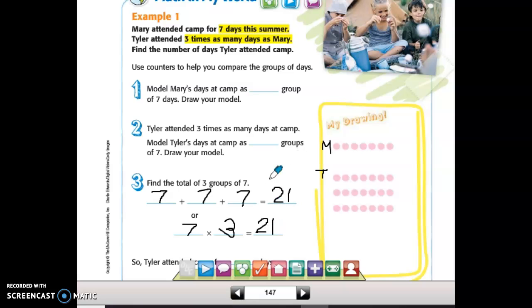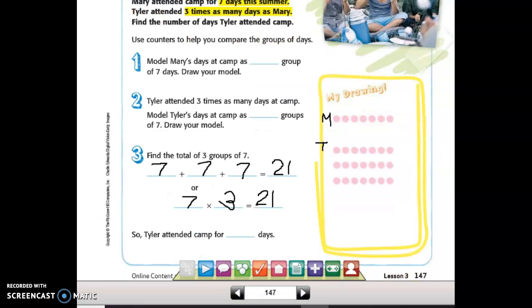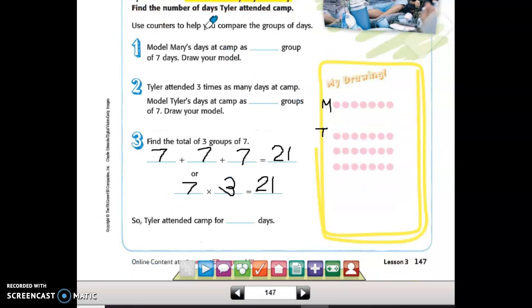Knowing that you can switch back and forth between these two will help when we get into more complicated problems. So that's the model with the counters and drawing dots. The answer to the question, which we forgot to highlight, sorry, let me go back. Find the number of days Tyler attended camp. Tyler attended camp for 21 days.